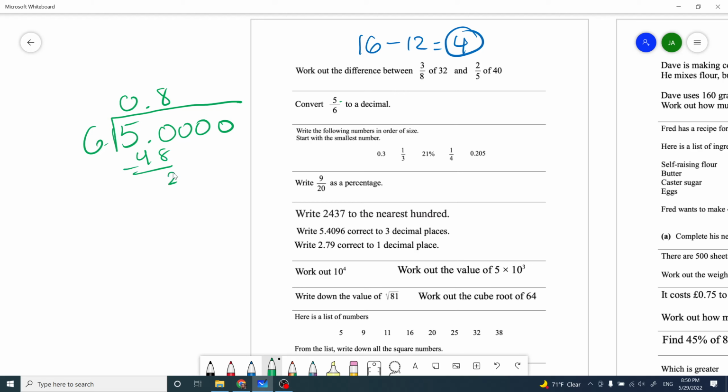48. Subtract, that gives me 2. 20, I'll see that 6 goes into 20 3 times. 3 times 6 is 18. Get 2. And again, we'll see that I end up in an infinite pattern where I have 3, 3, 3, 3, 3 forever. So I don't need to do any more work.